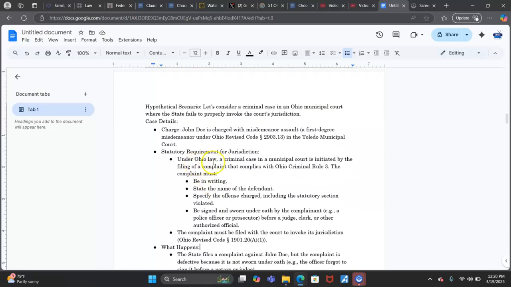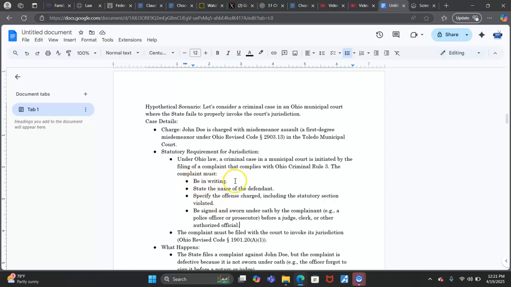Under Ohio law, I don't know why they keep saying law. We're going to say under Ohio law, a criminal case in a municipal court is initiated by the filing of a complaint that complies with Ohio Criminal Rule 3. The complaint must meet these elements to be valid. It's not all of them, by the way.